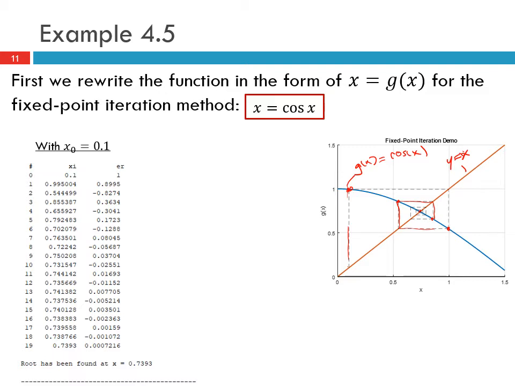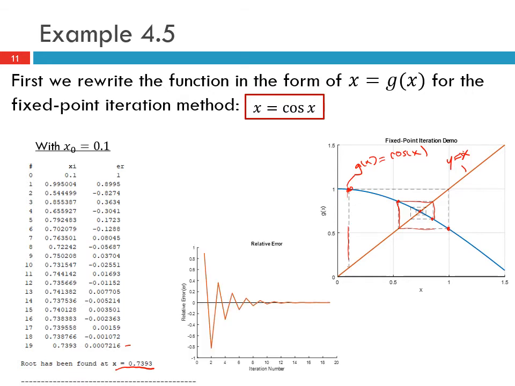So here, again, the value of the root is 0.7393, and my approximate relative error is 0.007216. And you can see how the relative error changes throughout these iterations. In this case, the relative error kind of oscillates, and then you can see that it converges to close to 0.